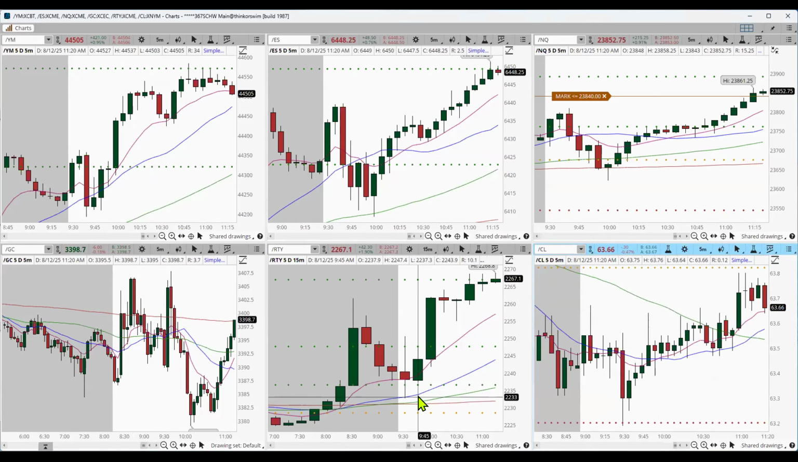So I just had these four. I had the Dow, the S&P, NASDAQ, and Russell. I started looking at them, analyzing them. I started trading, very little, off of the 2 minute, off of the 5 minute.